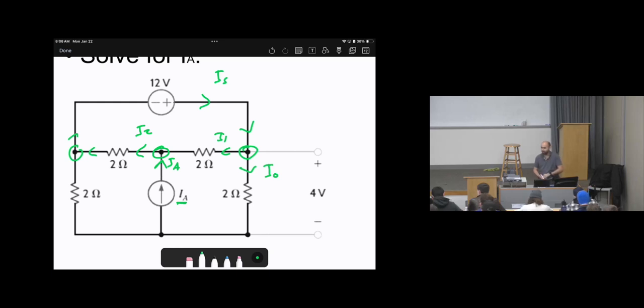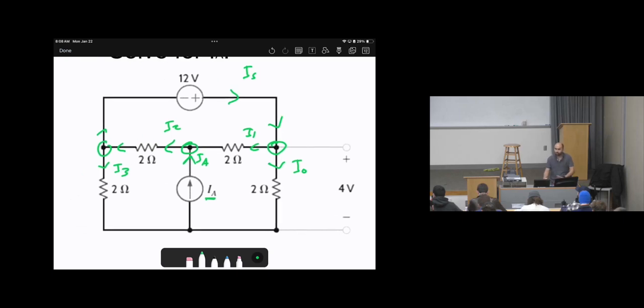Then I need to assume a current for the 2 ohms resistor. Now the question is, for the 2 ohms resistor on the left, should I assume the current going up or down? Actually, it doesn't matter. You can assume it either up or down. But what matters for us is the voltage polarity. Let me assume initially that this goes down. So this is I3.